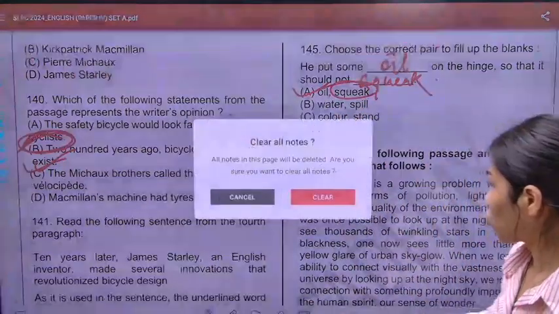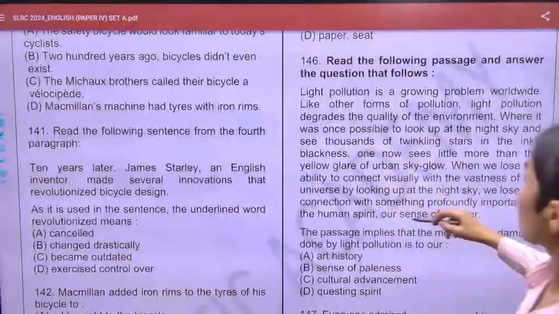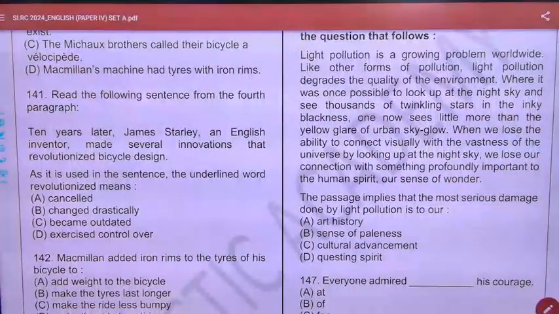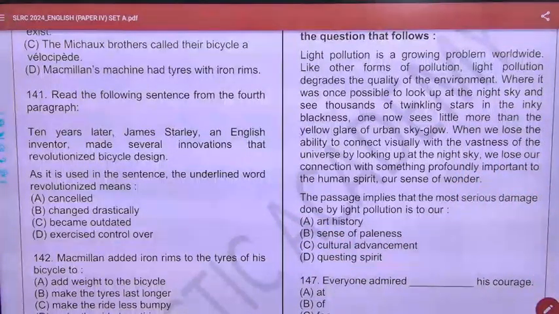Let's move to the next question, and it is again about a passage, and it's a very small passage, and we can read the passage here. Okay, and the passage says, light pollution is a growing problem worldwide. Like other forms of pollution, light pollution degrades the quality of the environment.